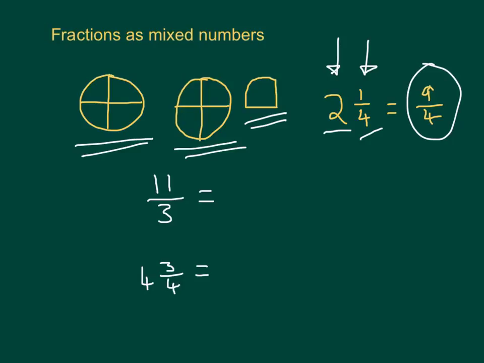Now, see if you can convert what we call the improper fraction, the fraction where the top's bigger than the bottom, into a mixed number, and see if you can convert the mixed number into an improper fraction.